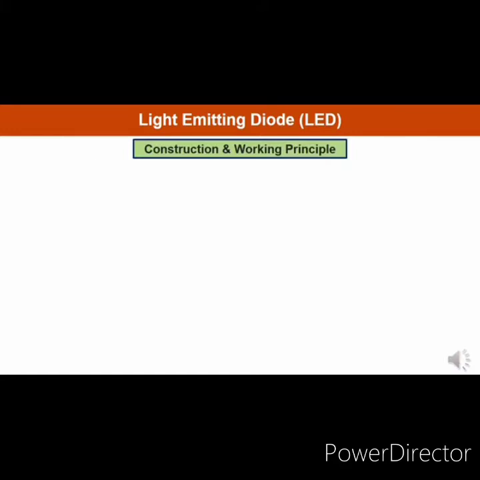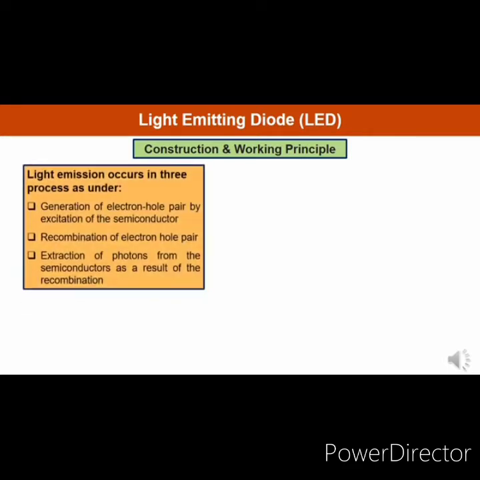Now let us discuss the construction and working of the light emitting diode. See, light emission here occurs in three processes. What is the first process? The generation of electron-hole pairs by excitation of the semiconductor. Second is the recombination of the electron-hole pairs, and the third process is extraction of photons from the semiconductor as a result of the recombination. So this is how the process can be very well understood.